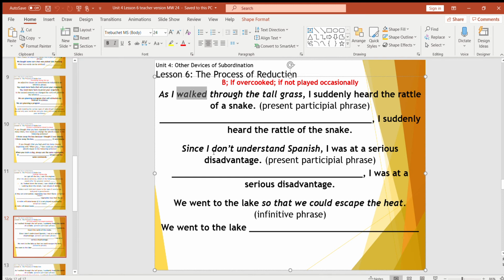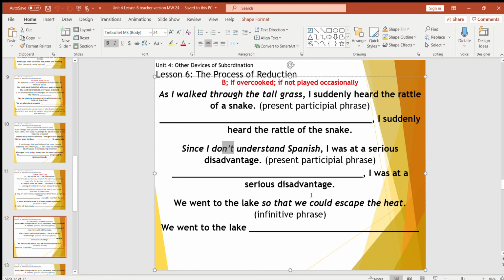Since I don't understand Spanish, I was at a serious disadvantage. So, present participle phrase again. What is the verb here that would be ing? Understand, right? Although we do want to keep the not in front of it since I didn't understand. So we would say, not understanding Spanish, I was at a serious disadvantage.